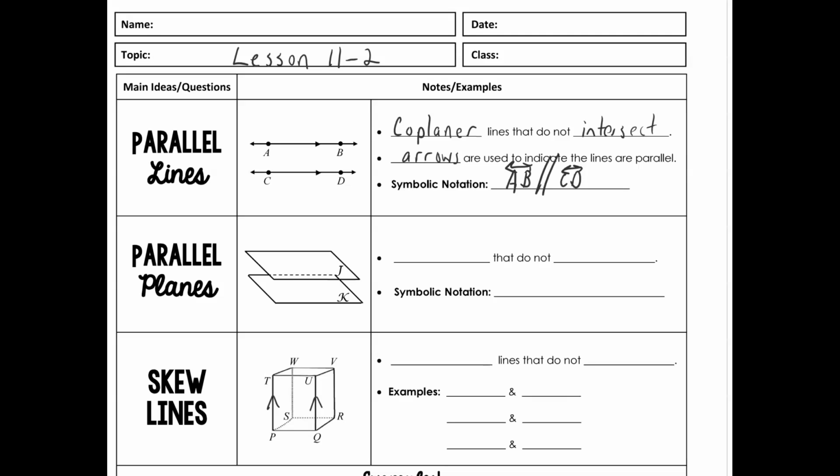Okay, parallel planes are just planes that do not intersect. We don't have to say coplanar in this case. Planes that do not intersect. Often we think of something like the floor and the ceiling. This is an S right here. Okay, and the symbolic notation for that was we use the same two lines there. So we just say something like plane J is parallel to plane K.